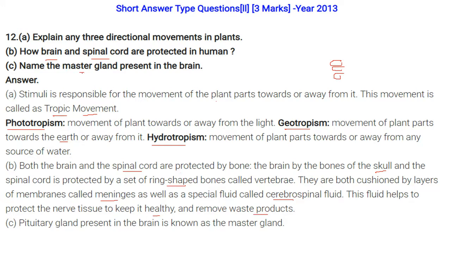Name the master gland present in the brain. The pituitary gland is present in the brain. This is known as the master gland.